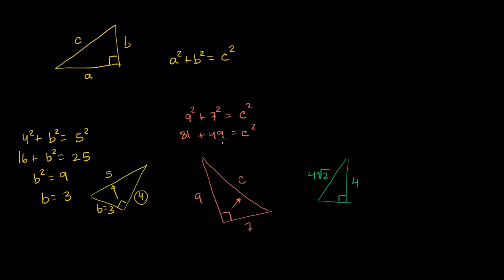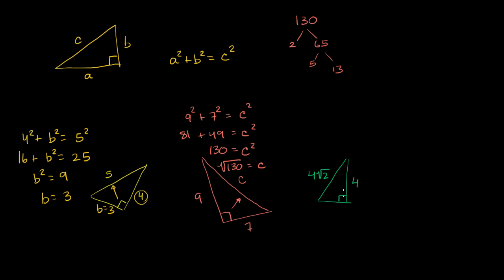81 plus 49: 81 plus 9 gives us 90, plus 40 is 130. So we have 130 is equal to c squared. And so c is going to be equal to the principal root of 130. And we can see if we can simplify that a little bit more. I'm going to do a prime factorization of 130 to see if we have any perfect squares inside of it. So 130 is the same thing as 2 times 65, which is the same thing as 5 times 13. And so it actually does not have any perfect squares in it. You can't simplify it anymore. So we just say c is the square root of 130.